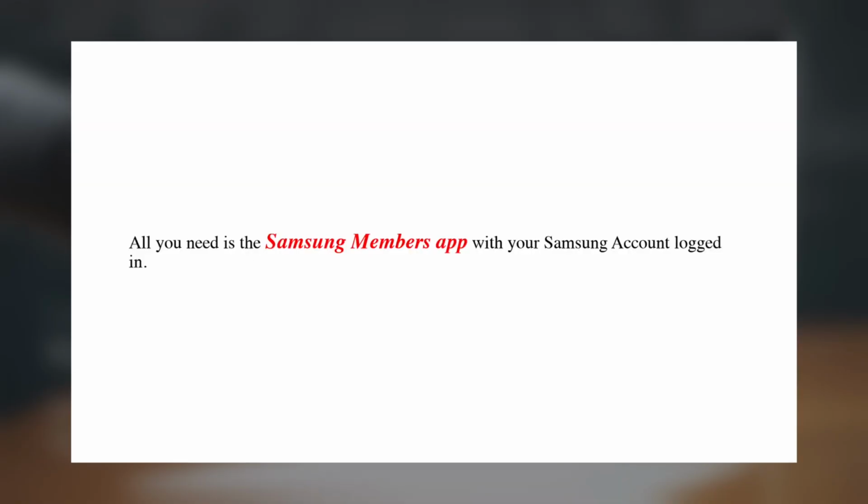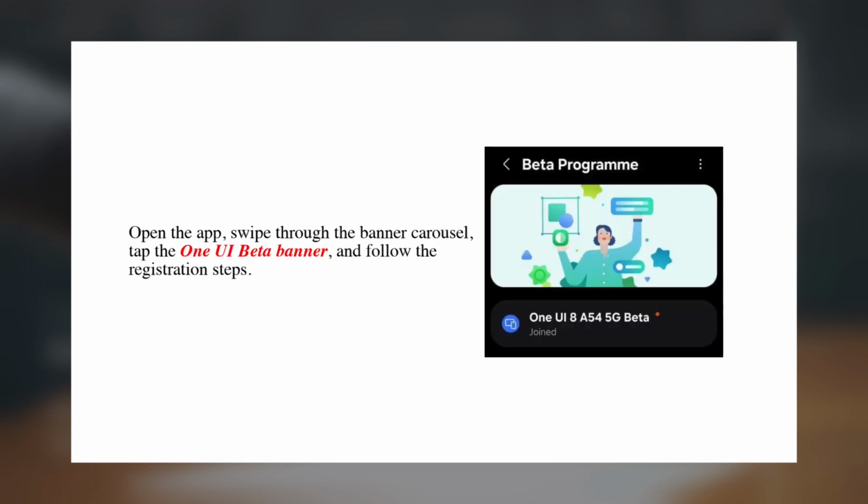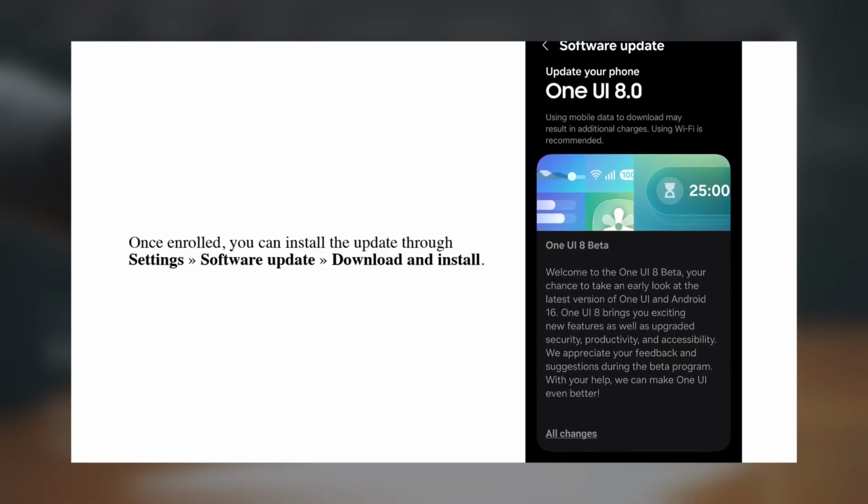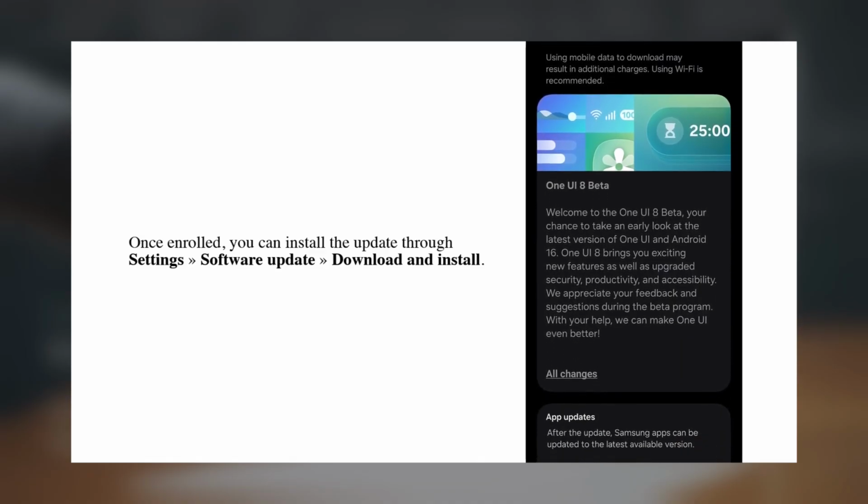All you need is the Samsung Members app with your Samsung account logged in. Open the app, swipe through the banner carousel, tap the One UI beta banner, and follow the registration steps. You'll be guided through the terms and conditions, after which you'll receive the beta update over the air. Once enrolled, you can install the update through Settings > Software update > Download and install.